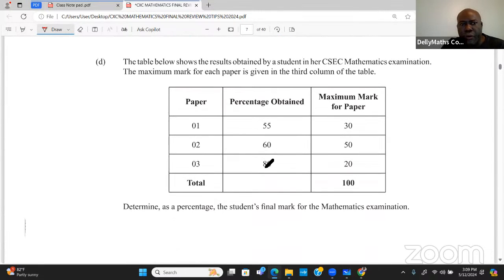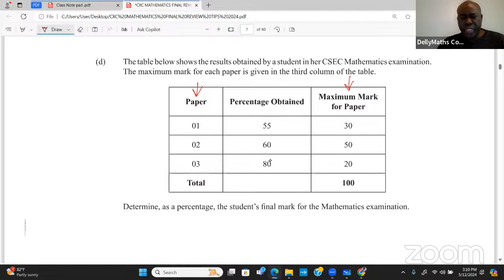All right. So for this question, it says here that the table below shows the results obtained by a student in a CXC mathematics examination. The maximum mark for each paper is given in the third column of the table. So we're seeing where this is the maximum mark of the paper. We're seeing these are the papers. We're talking about paper 1, paper 2, paper 3, right? And in the middle, we have the percentage that was obtained.